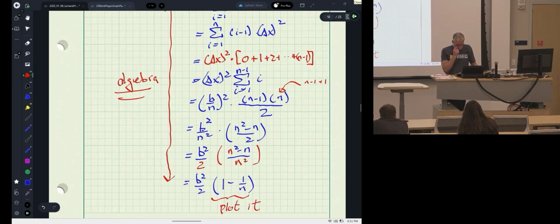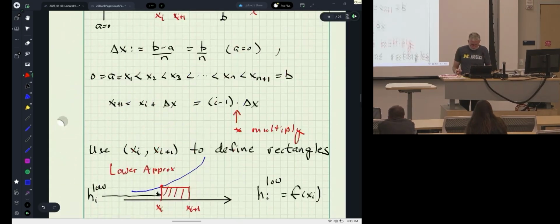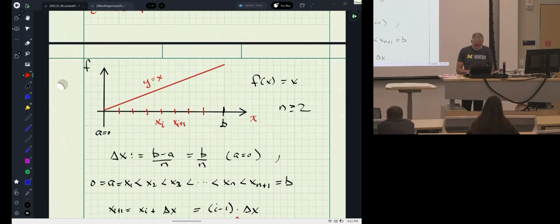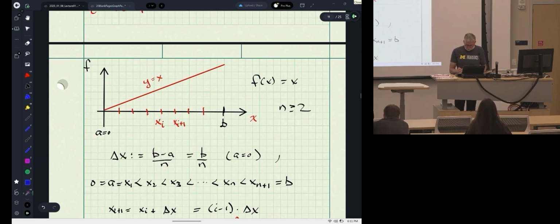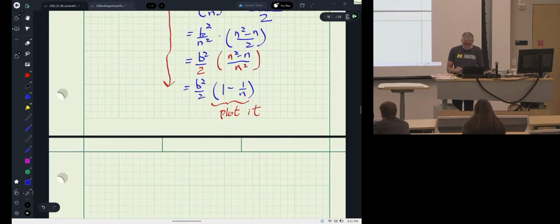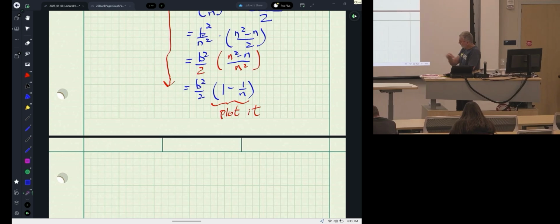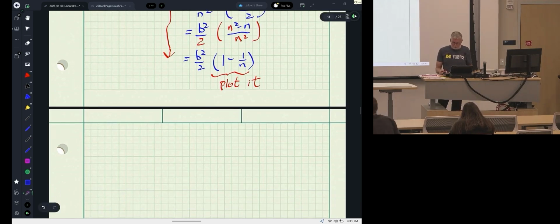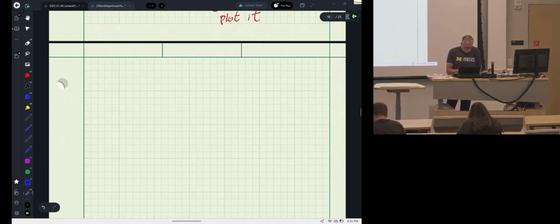Okay, we've got this nice formula, b squared over 2. What's the area of this triangle? The base is b, y equals x, so the height is b, so the area is b squared over 2. That part we recognize, and then it's times 1 minus 1 over n. It's a lower bound, because we took rectangles that were always lower than the maximum height of the triangle between x sub i and x sub i plus 1.